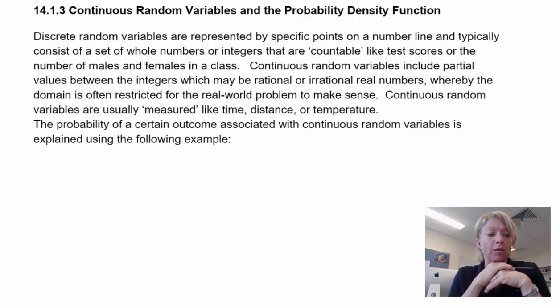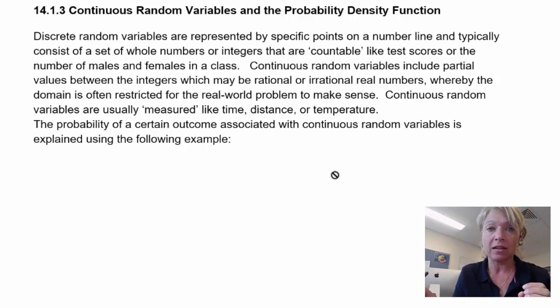Continuous random variables are usually measured, like time, distance, temperature, heights, and the probability of a certain outcome associated with the continuous random measurable variable is explained using the following example. Now I'm going to use an example to explain the probability of a certain outcome, because continuous random variables on a number line include the entire number line.